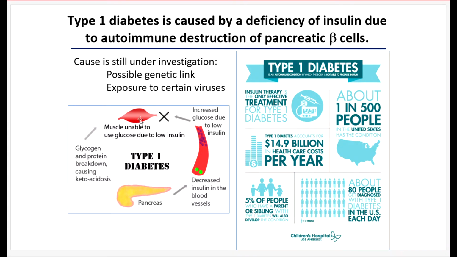But since your muscles cannot use glucose, they will start to use fatty acids and produce high amounts of ketone bodies, which could result in ketoacidosis.